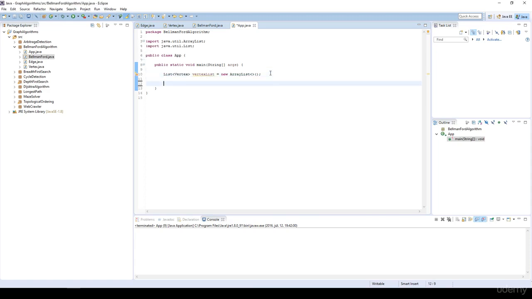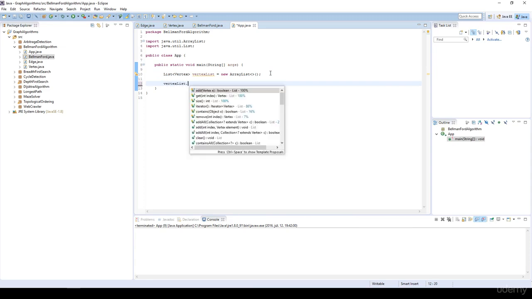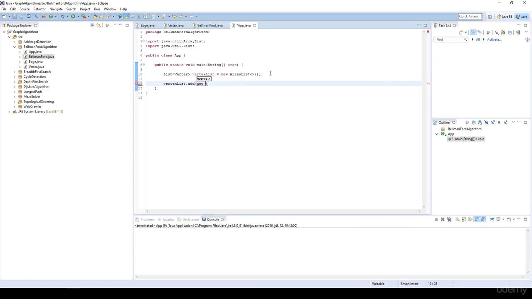Then we are going to add some vertices to this vertex list, so add, and I'm going to add the new vertex with the name, for example, A. It's going to be the vertex A. I'm going to have the vertex B and the vertex C, so B and C. I'm going to have a list of edges.